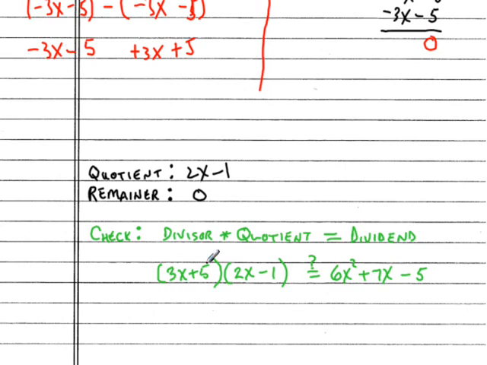Of course, this multiplication, we would use FOIL. We would say 3x times 2x, which is 6x squared. We would say 3x times negative 1, which is negative 3x. We would say 5 times 2x, which is 10x. And we would say 5 times negative 1, which is negative 5. And we look to see that we can combine these terms. So our result would be 6x squared plus 7x minus 5, which is our dividend. So we know that we did our problem right and our quotient and remainder are correct.